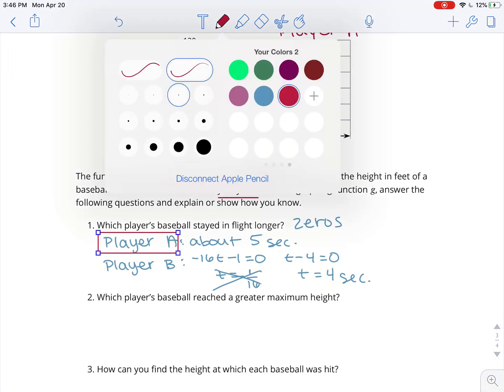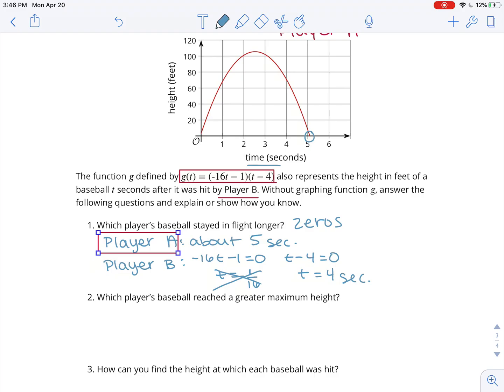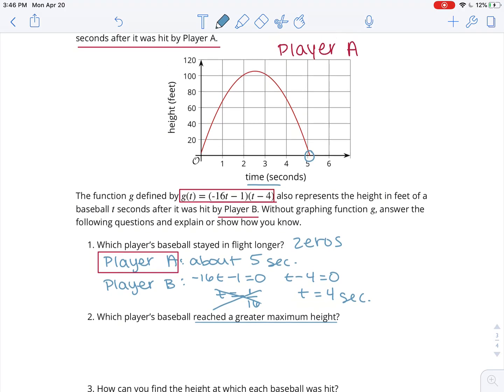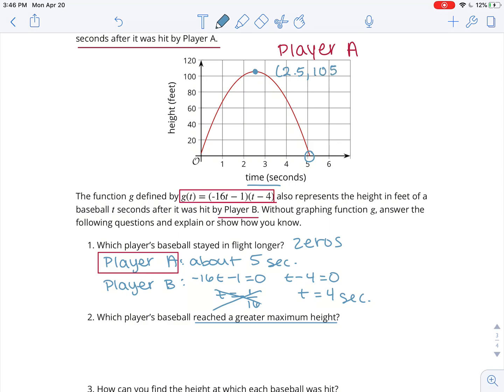For question 2, we want to know which player's baseball reached a greater maximum height. And so in this case, we're looking for the vertex of the parabola. So for player A, we can go back to our graph and we can see our vertex is around, it looks like, about 2.5 and about 105 feet.